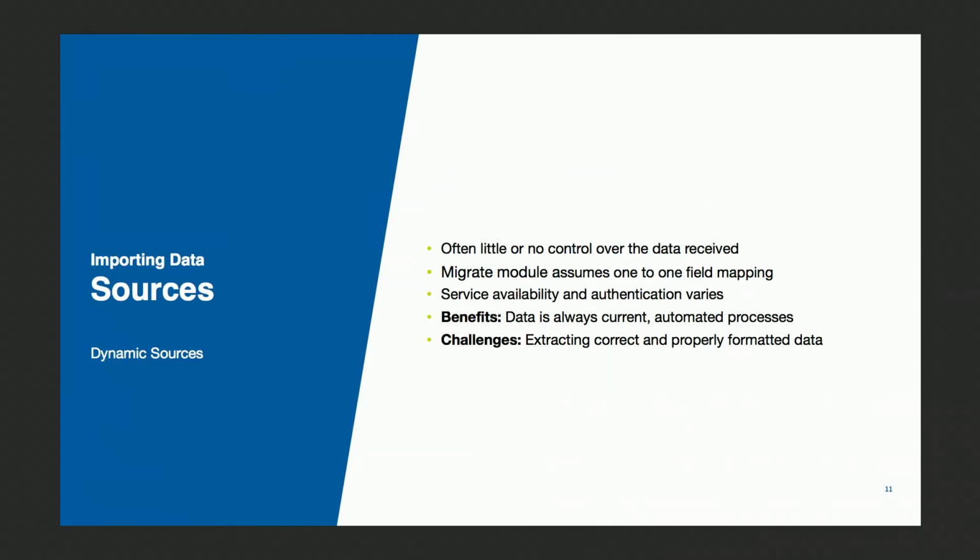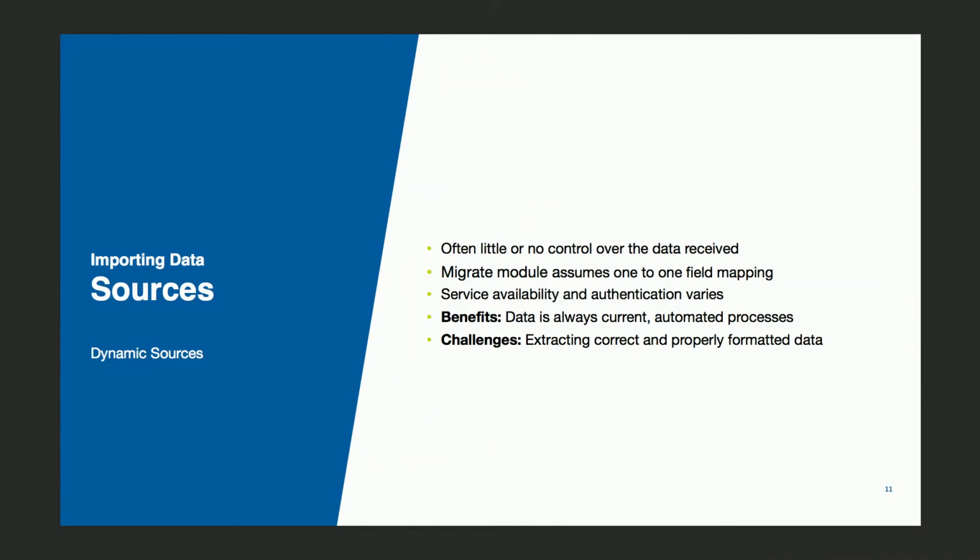So with dynamic sources, you often have little or no control over the data that you're receiving, like we were talking about. Sometimes you can get it changed to your needs, but it's not often. The Drupal Migrate module usually assumes that you're mapping one-to-one fields, but you might need to combine 5 fields from a source into one address field, or the other way around. So also, dynamic sources sometimes go down.